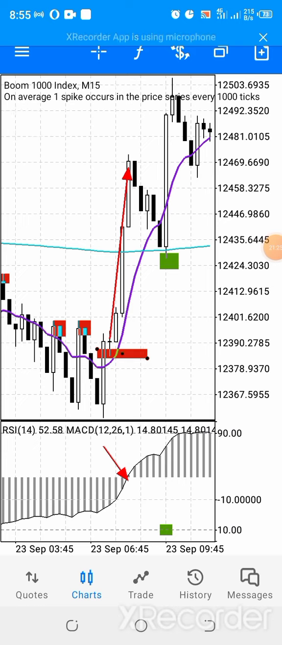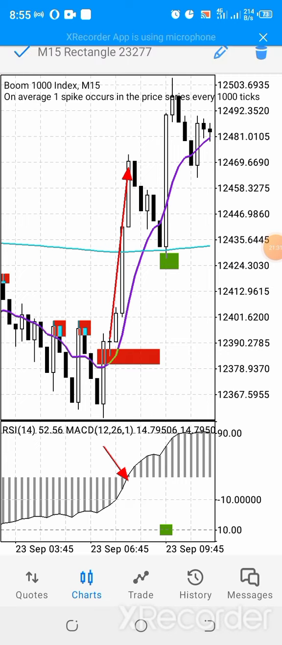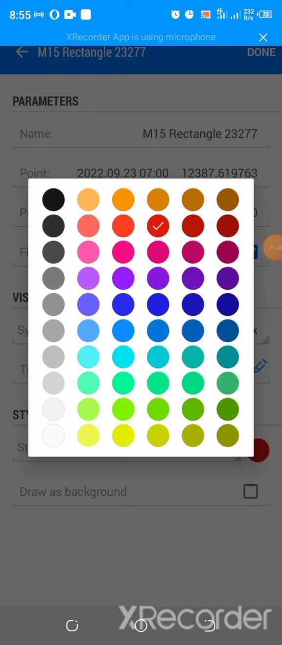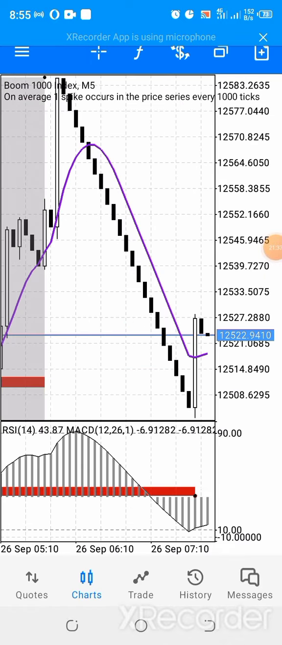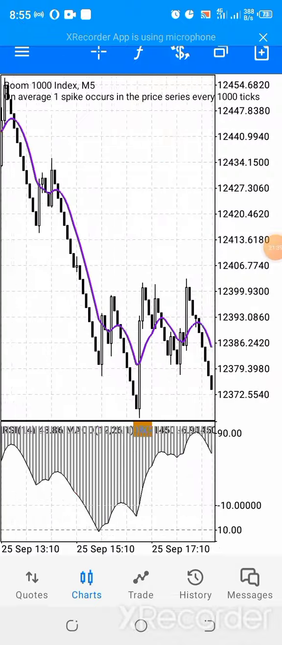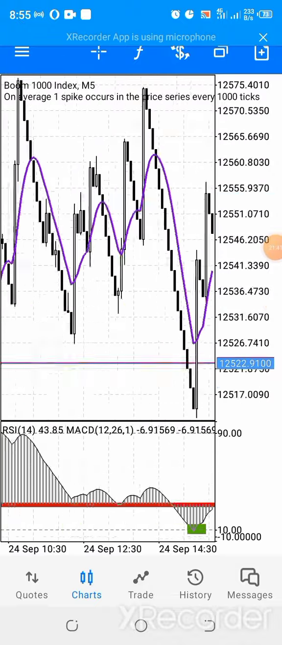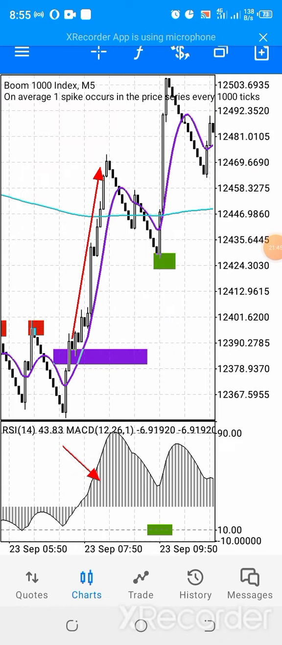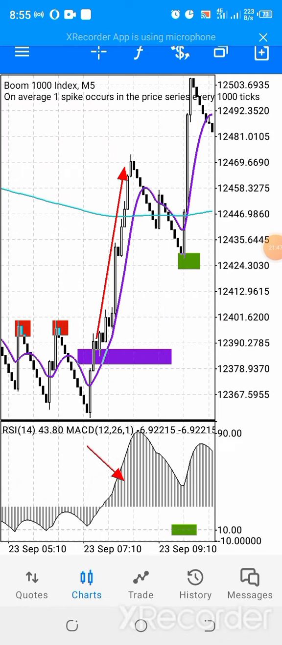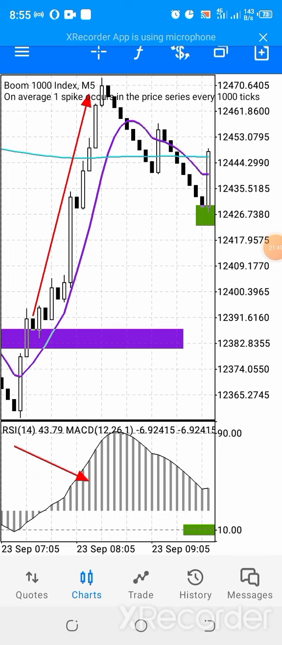If we were to check this, let me try going back. Let me see if I can go back. Let me use another color that will help me locate it. Let me go to 5 minutes and check for it, if I can find it. There should be a reason why that happened. So this was an entry. It worked on 5 minutes. So 5 minutes gave an opportunity to enter.